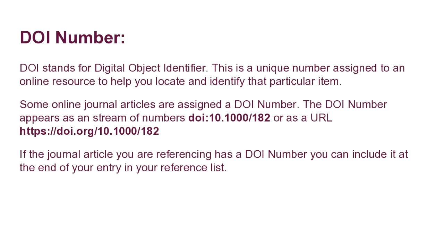DOI stands for Digital Object Identifier. This is a unique number assigned to an online resource to help you locate and identify that particular item. The DOI number appears as a stream of numbers. For example, DOI colon 10.1000/182, or with the same number in a URL as shown here. If the journal article you're referencing has a DOI number, you can include it at the end of your entry in your reference list.